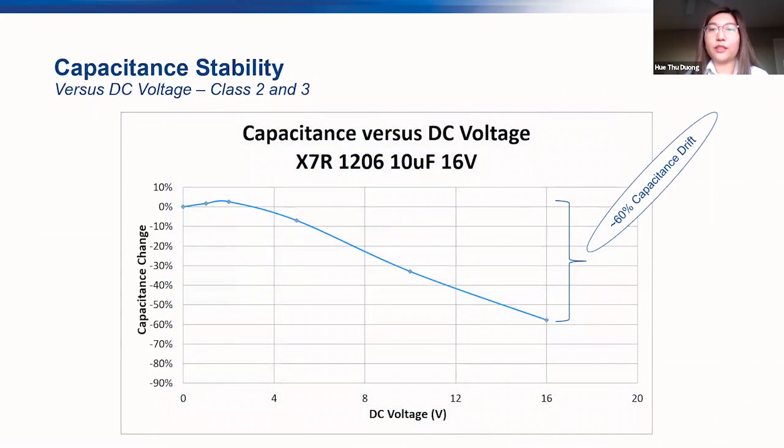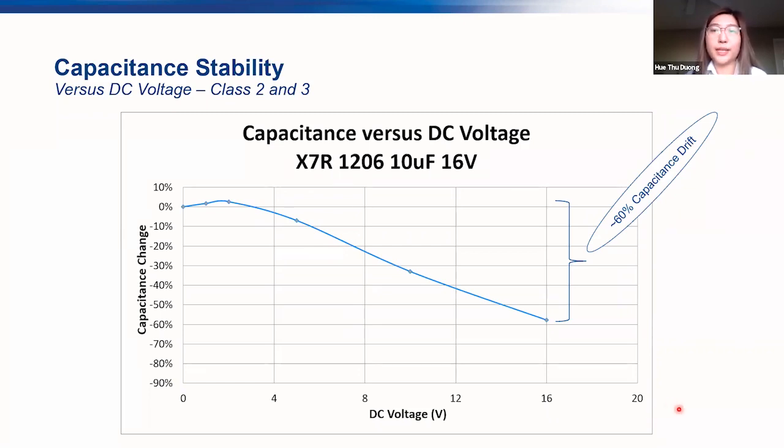So as mentioned before, all ceramic capacitors will have some shift of capacitance over the temperature range. A design consideration is capacitance shift on class 2 and 3 dielectrics when DC voltage is applied. This is called voltage coefficient of capacitance, or VCC.